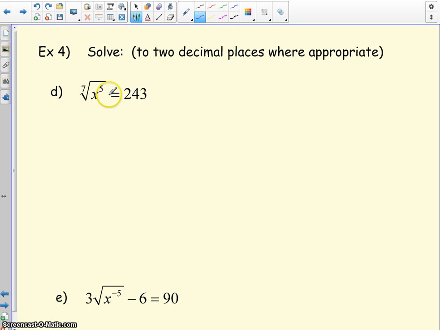Okay, a few others to try and solve here. Again, just trying to solve for x, I have the seventh root of x to the exponent 5 equals 243. Really there's two things that I need to undo. I need to undo the seventh root, and I need to undo the exponent of 5. So I'm going to do it step by step and then show you a little bit of a shortcut afterwards. First, to get rid of the seventh root, I'm going to take each side to the seventh exponent.